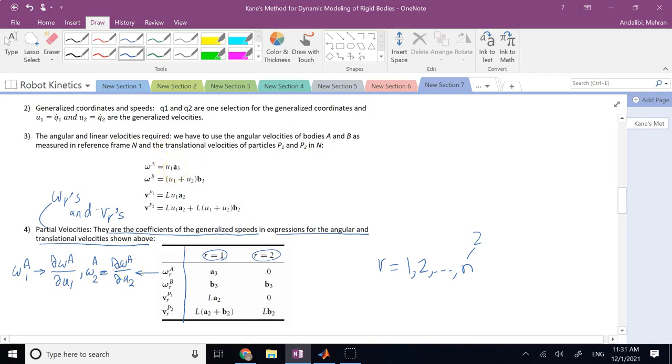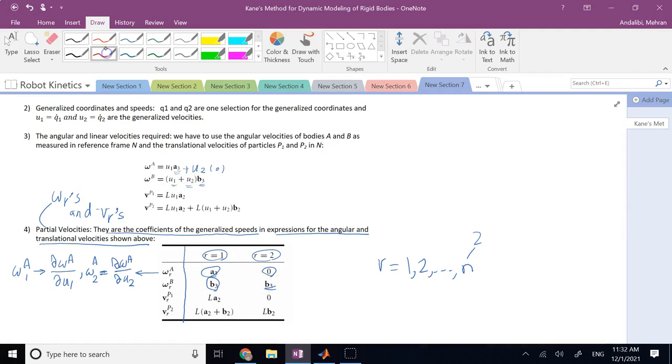So what do you get? How many coefficients of u1 do I have in omega A? I have A3, that's the coefficient, so it goes here. Do I have any coefficients for u2 in omega A? No, it's like u2 times 0. So the coefficient of u2 is going to be what? 0. Similarly for omega B, what's the coefficient of u1? That's B3, so it goes here. What's the coefficient of u2? Again, that's also B3, so it goes there.